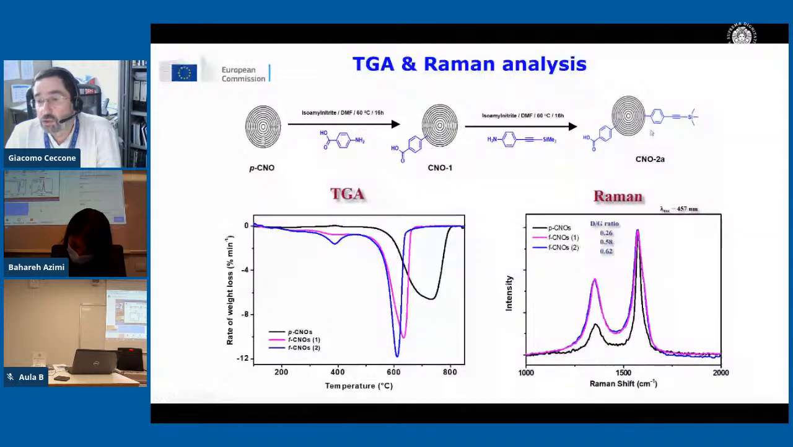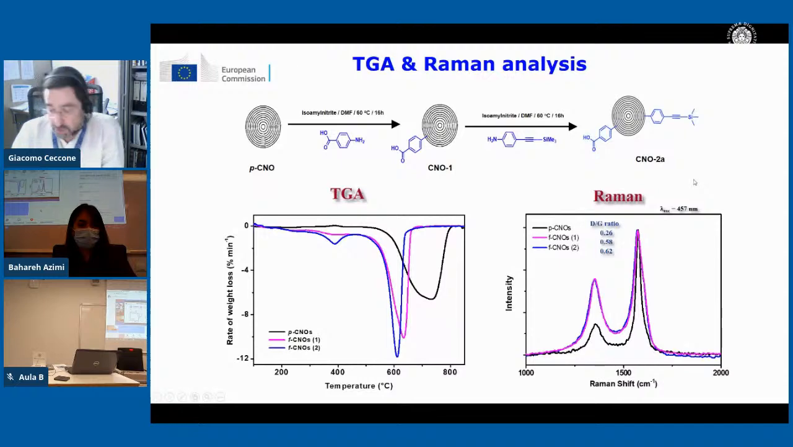And the Raman shows a different ratio between the D and G bands, which is essentially something that has already been noticed in other carbon-based materials. When you try to functionalize, there is a decrease in the sp2 bonds and an increase in the sp3.